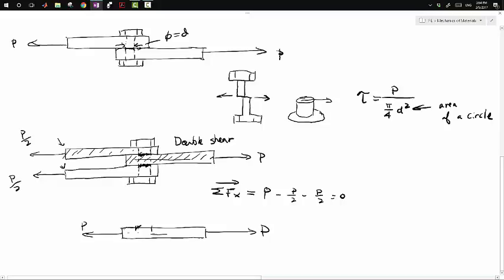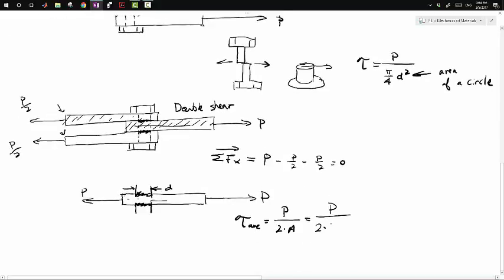And we have two shear areas, because the bolt's coming through this way and it's going to continue to go through here. So we have two areas to consider. That means our average shear stress is going to be P divided by 2 times the area, and if the diameter is denoted by D, this is P over twice the area, which is pi over 4 d squared. If you simplify this, it'll be P times pi over 2 d squared.